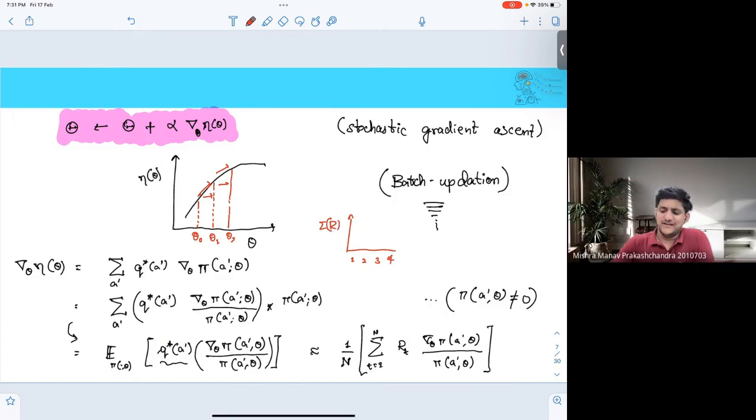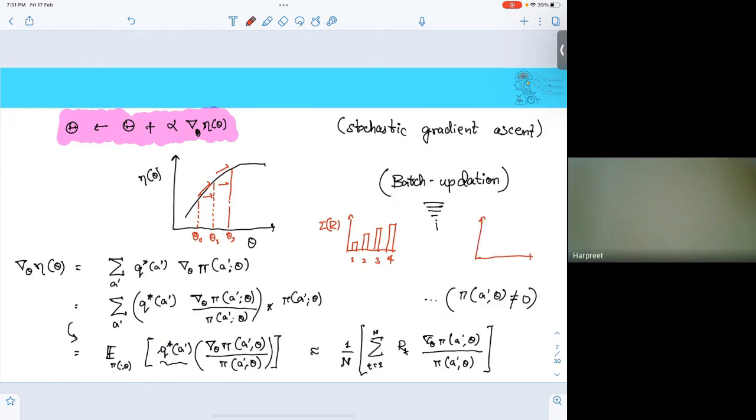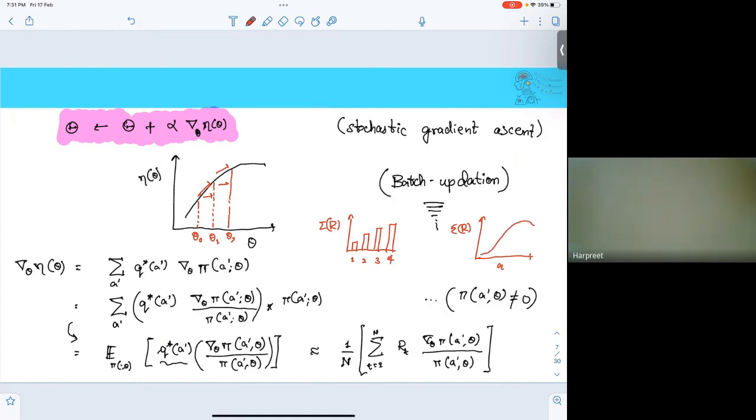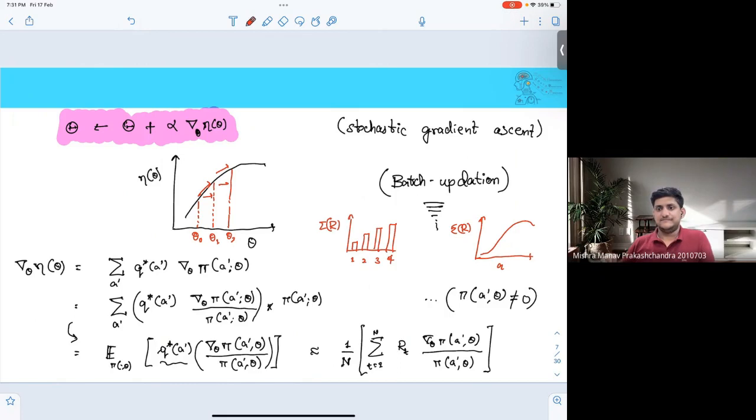So after some number of arm pulls, I have this, this, this, and this for each arm. But let's say I have a continuous space. So this is my arm space, and this is again my cumulative reward space. Now the distribution looks something like this, based on small continuous deviation in the action.